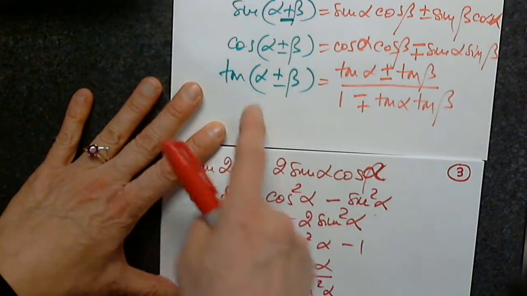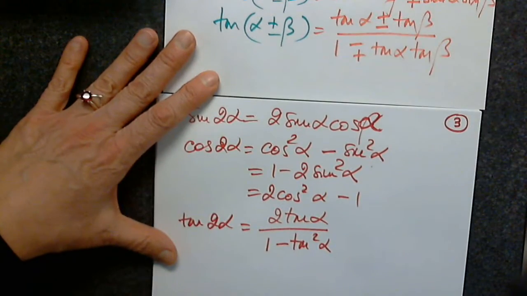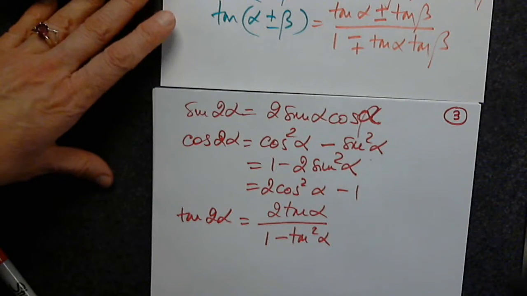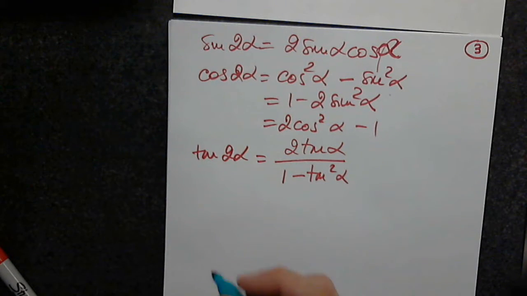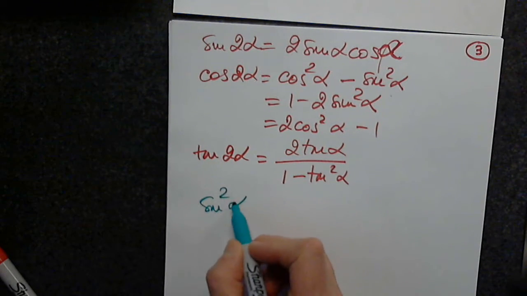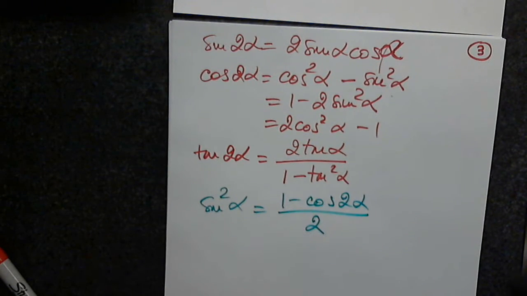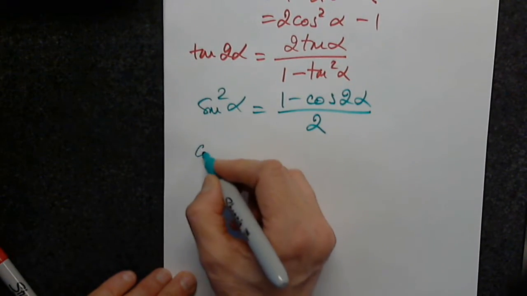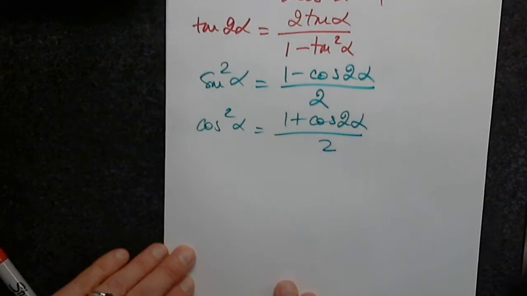You don't have to copy them down now. Just copy them here where you have them. So sine twice alpha, cosine twice alpha, and tangent twice alpha. And then the last one, sine squared alpha equals 1 minus cosine twice alpha over 2. That's the lowering powers. Cosine squared equals 1 plus cosine twice alpha over 2.